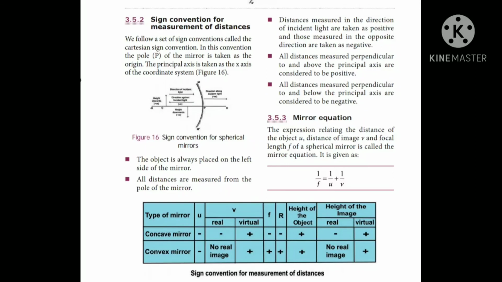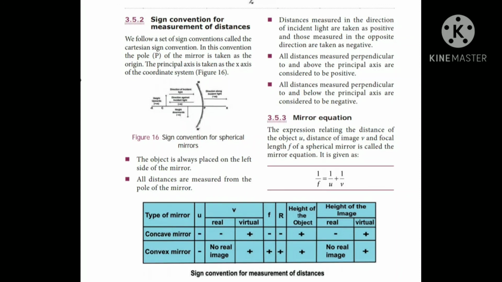We know that science is all about signs and symbols. So here in this chapter also we are following a set of sign conventions called the Cartesian sign convention. In this convention, the pole of the mirror is taken as the origin and the principal axis is taken as the x-axis of the coordinate system. Now we will see in what cases the sign is taken as positive and in what cases the sign is taken as negative.